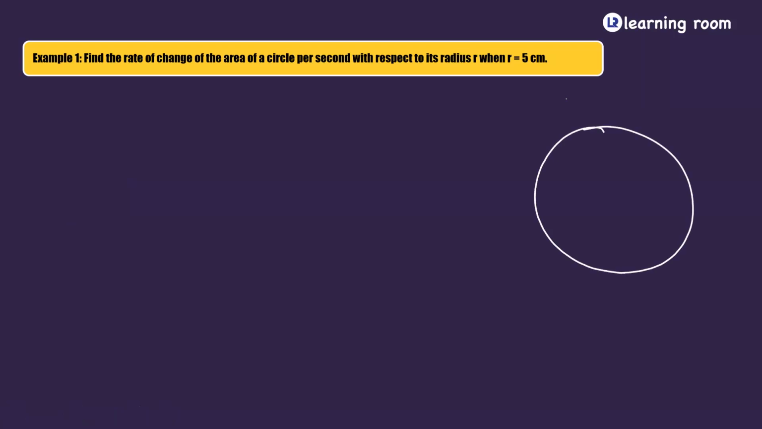Read the question: find the rate of change of the area. What is the area of a circle? Area is pi r square, so area is a function of radius. Area will be able to change only if there is a change in radius. So the circle is either expanding or getting compressed, so that every second there is an increase or decrease in the radius. At one particular instant, you need to find the rate of change of area per second with respect to its radius.